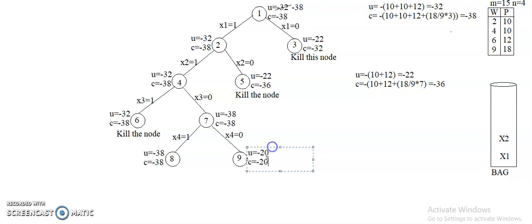The upper bound and cost are the same, but they are much greater than the upper bound at the root level. So we will ignore or discard this node. With this reason, this node is selected. This is the resultant node for the optimal solution. So what is the path? The fourth item also needs to be included in my knapsack. x4 needs to be included.